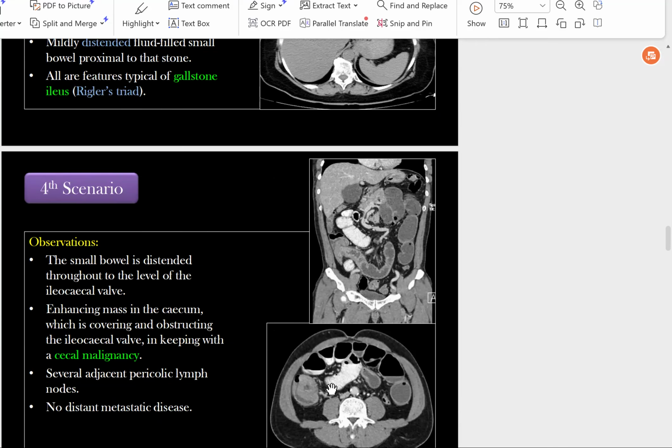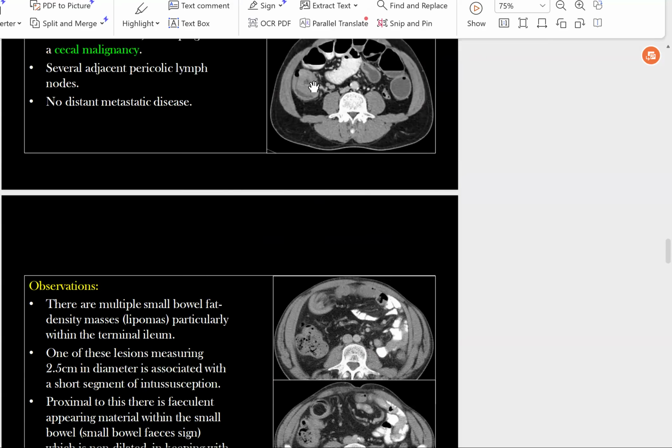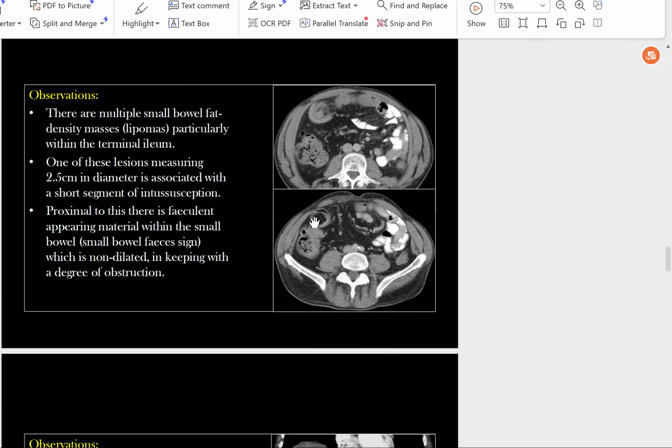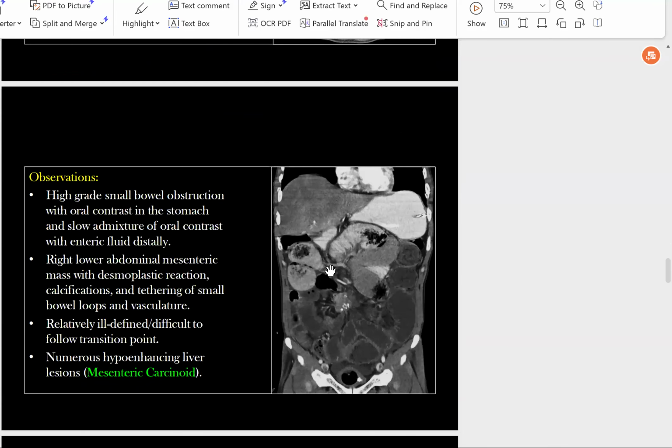Another scenario, obstructive mass. Either the mass inside the lumen, like cecal carcinoma or ascending colon carcinoma, hepatic flexure, or maybe outside the lumen. Okay, this is another possibility. Here, malignancy, a cancer, but here a benign, like lipoma causing intussusception. What about this? Tumor, but outside the lumen. So inside the lumen or outside the lumen? Outside the lumen, think of carcinoid with a spiculated contour around and desmoplastic reaction, calcification inside, hyperenhancement.